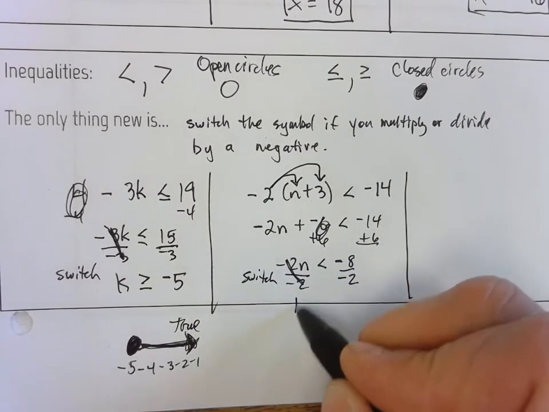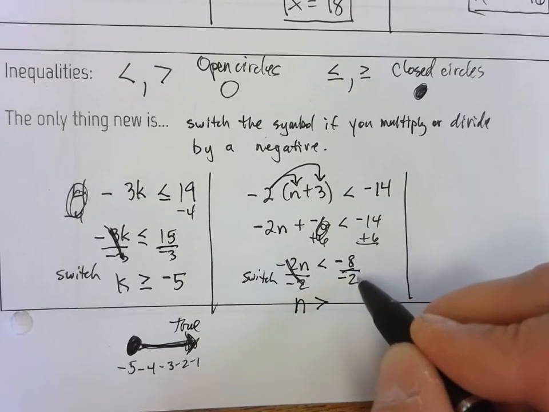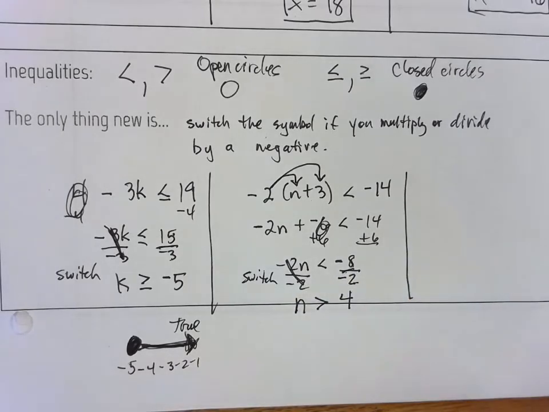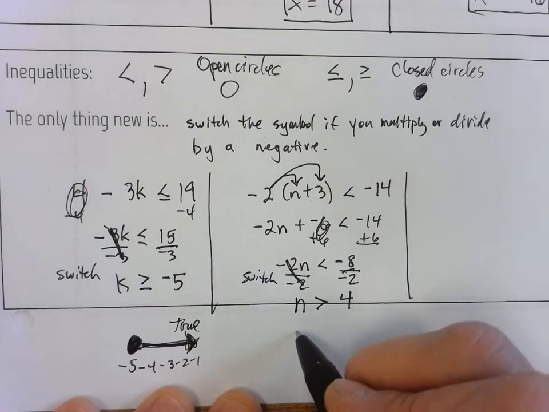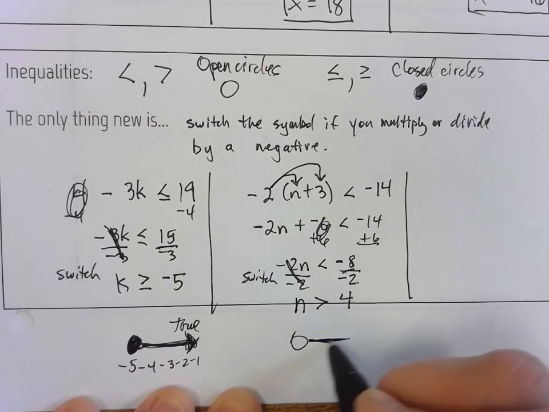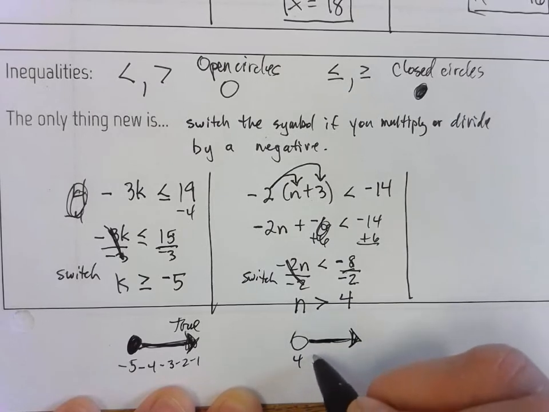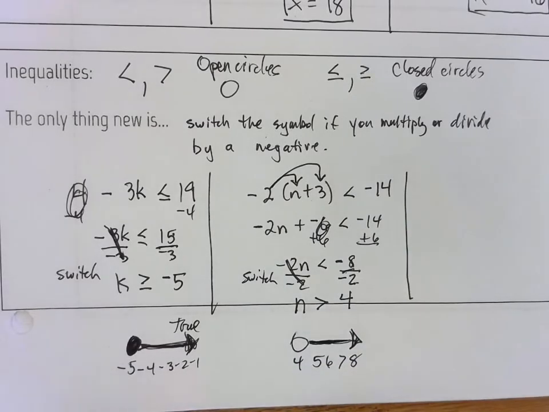And that would be n is greater than, a negative divided by a negative is a positive, so that's positive 4. So n is greater than positive 4. That would be an open circle because it's just a plain old greater than, and that would still be going that direction because the greater than numbers would be that way. So that would be like 4, 5, 6, 7, 8, so forth and so on.